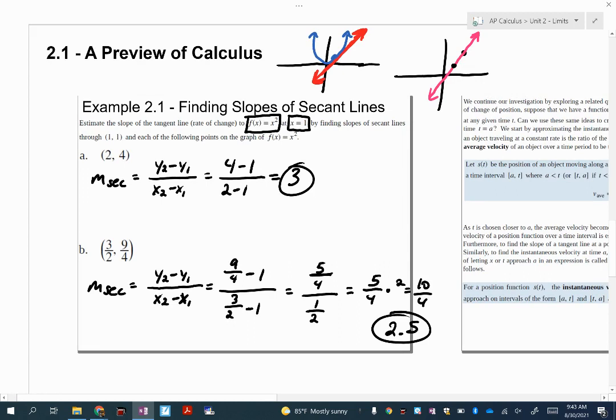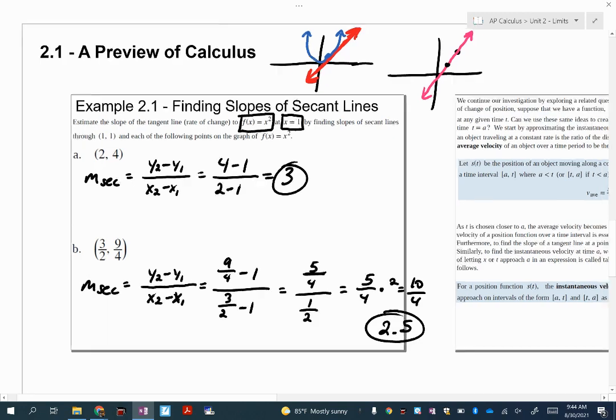All right, so if I had to guess, we would think that it's probably going to be below 2.5. And you'll see later on in the next unit why we can actually confirm that it is, in fact, the slope is 2. Okay, let's keep going.